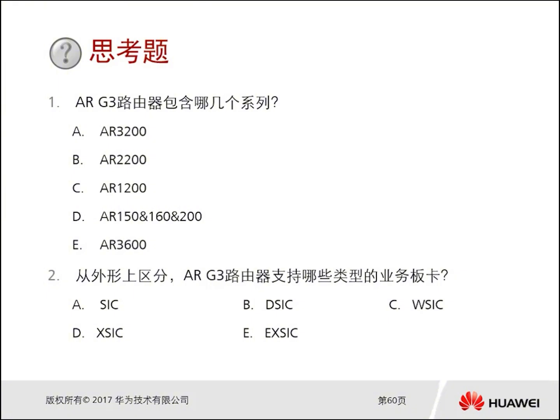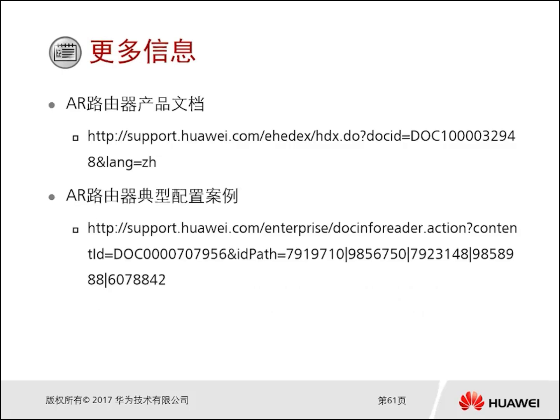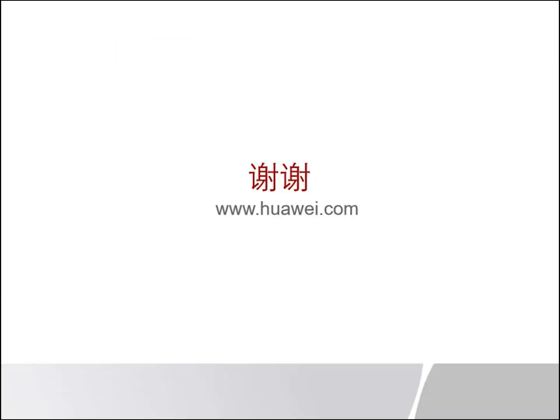There are a few reflection questions to share with everyone at the end. Take a look. So, what should we choose for the first question? Which series are included in the AR basic series? Definitely all inclusive. 1200, 1500 with 2060, 3600 distinguished by appearance. What types of service cards are supported by AR series routers at the access layer? What should this be? Is the SIC correct? Just as we discussed, SIC, WSIC, XSIC, then EXSIC. So the answer is quite obvious.